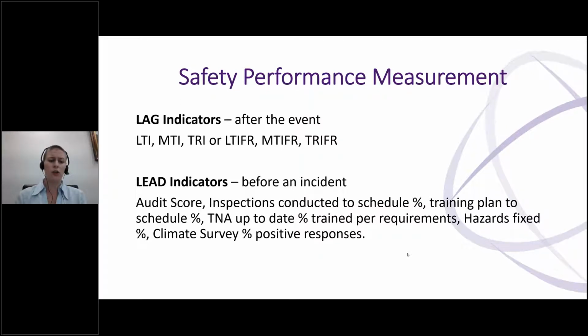The next one I've listed is hazards fixed. This is often a percentage. When you have a hazard reported, you then have an action required, so we measure the percentage of those done by their scheduled time, or fixed within a certain time frame. But the one of most importance to us today is our climate survey responses, and we typically measure these as a percentage of positive responses.